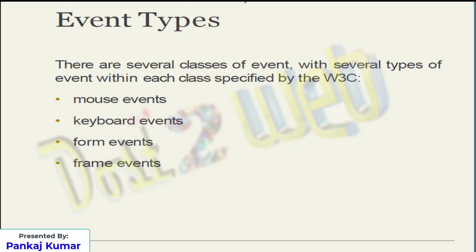Good morning, everyone. In the previous class we discussed the DOM, the Document Object Model, how you can use the DOM in your JavaScript, and what the purpose of the DOM is. Now we have something called event types. What are the event types we have? They are specified by the W3C, and there are several event types out there. The first ones are mouse events, keyboard events, form events, and frame events.